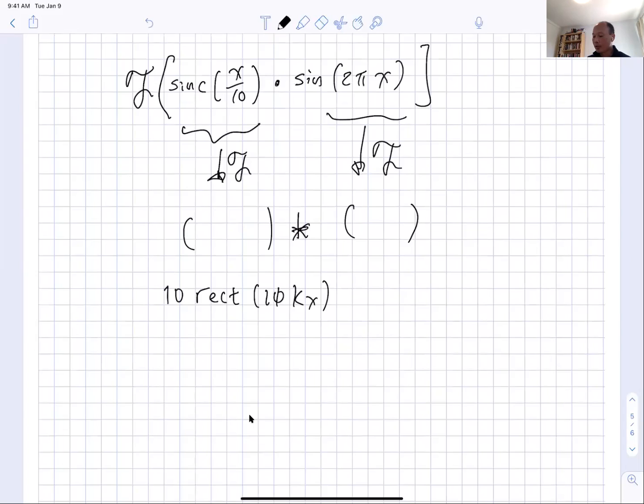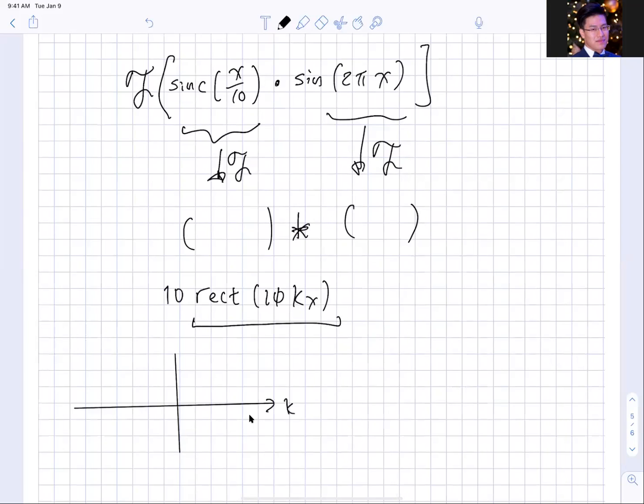Well, first of all, what does that function look like? A rect of 10 kx. How would you draw that? That's just a function of kx, right? Okay, so first of all, what is the range of that function? Where is it non-zero? From kx equals what to what?